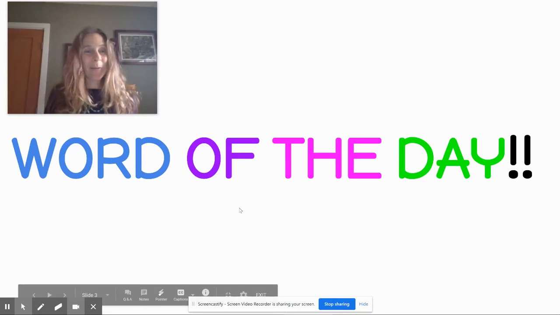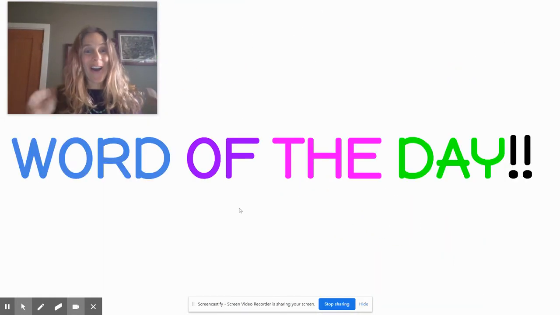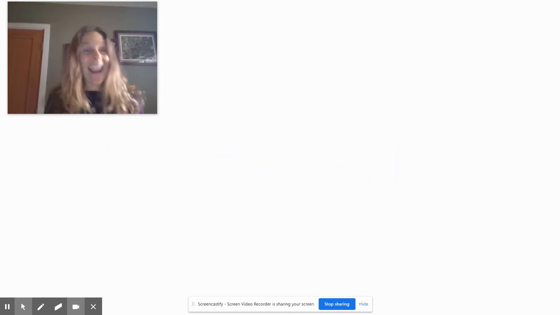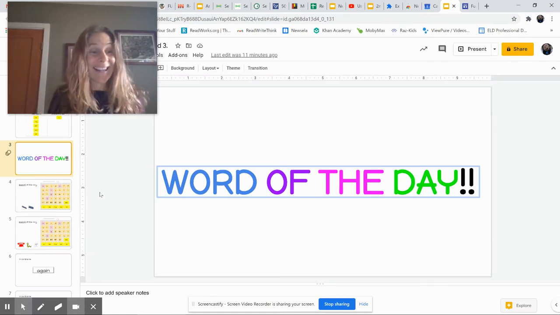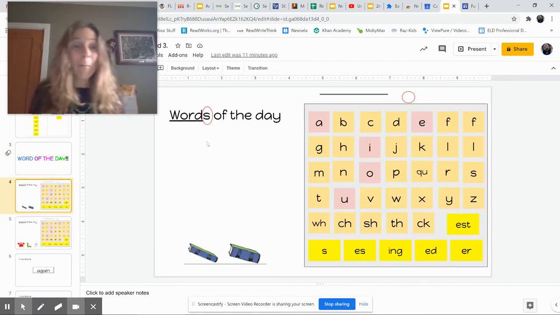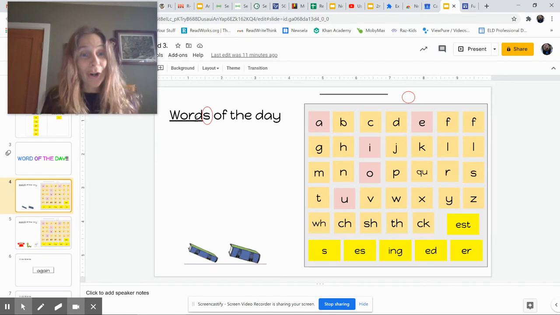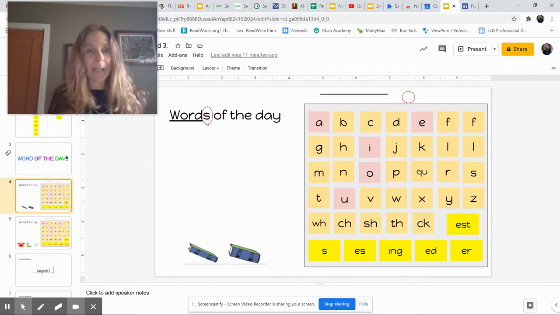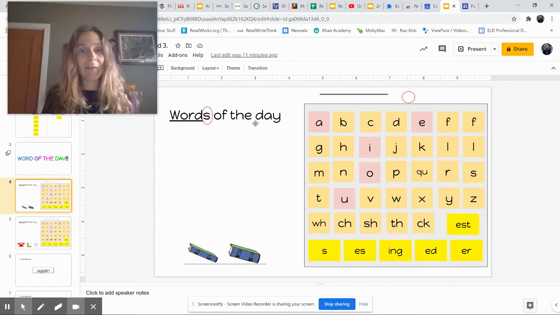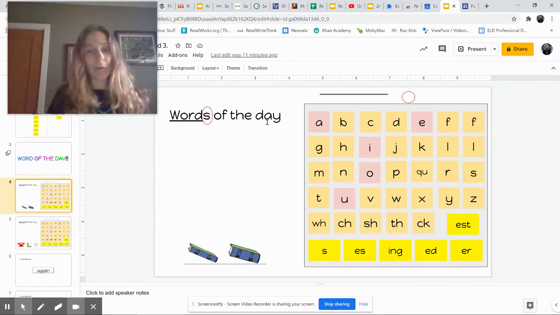Okay, students, here we go with our word of the day. And actually, we're going to have two words of the day today. So check out my base word, word, and my suffix, s, words, and my S is making a Z sound like it does sometimes. So words of the day. And we're going to do two. My first one is going to be the word.